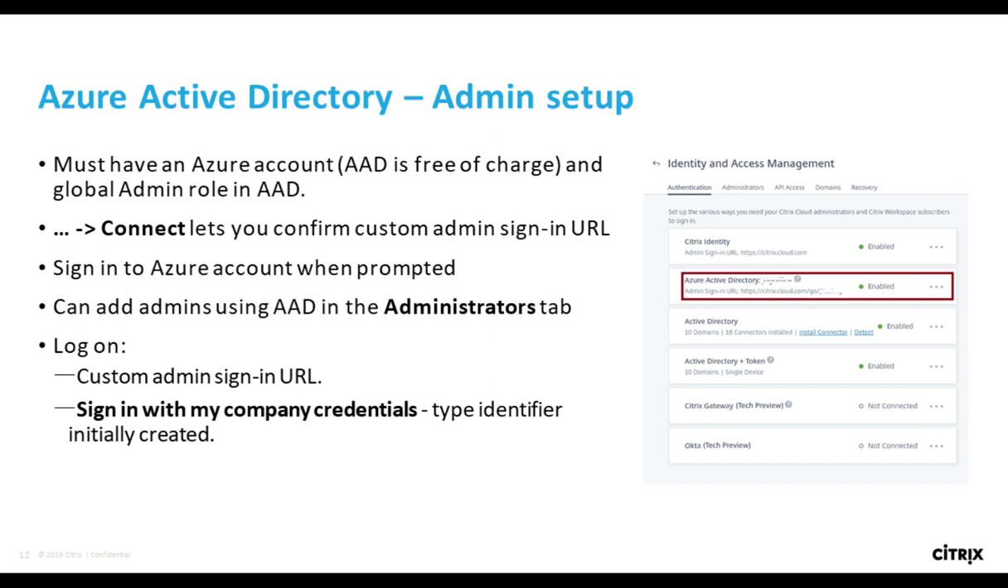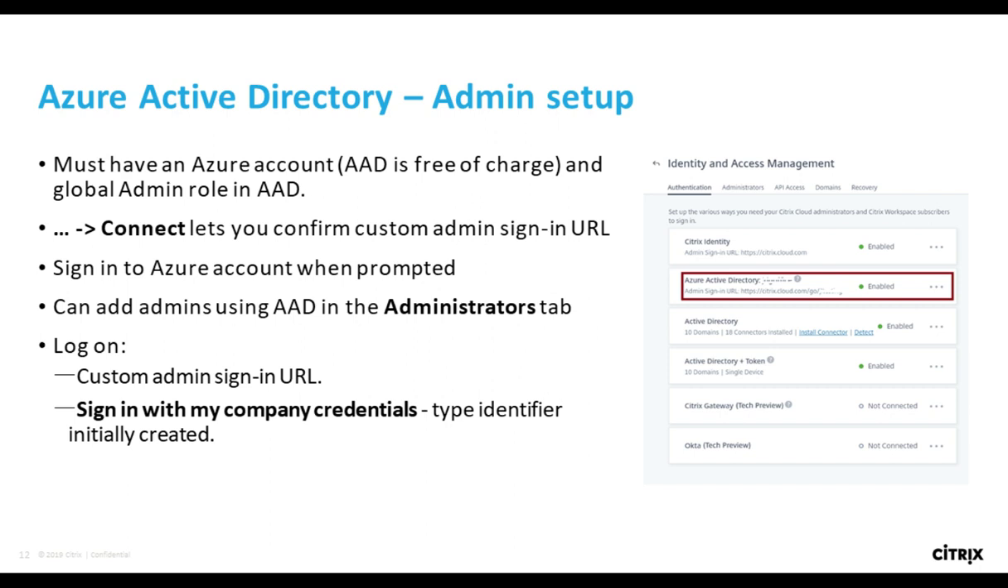To set up, you can go again to Identity and Access Management and Authentication tab, click Connect for Azure AD. And when prompted, enter a short URL, which is going to be a friendly identifier for your company, and then you can click on Connect. The identifier you choose must be globally unique within Citrix Cloud. Then you will need to sign in to your Azure account and accept the read-only permissions that Citrix Cloud needs to access the account and acquire the information required for connection. And then you'll be able to add admins using AAD in the Administrators tab as well.